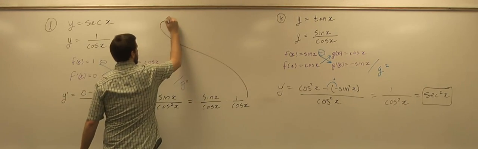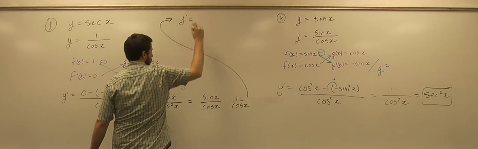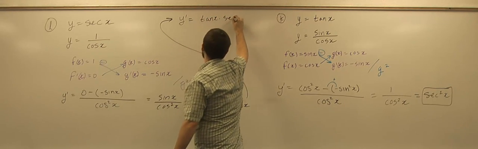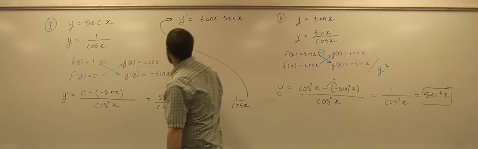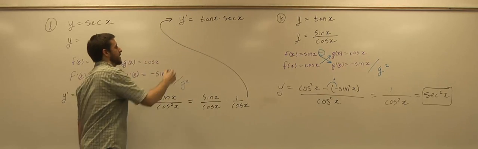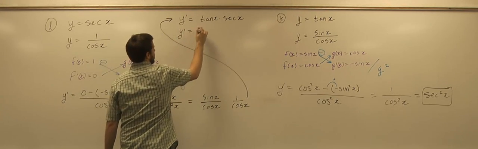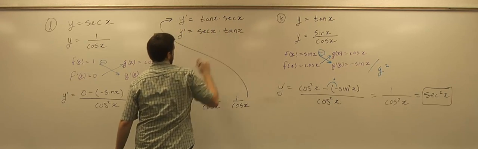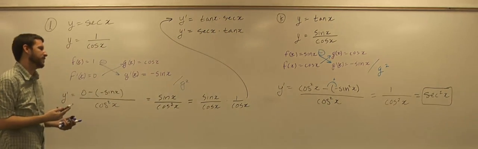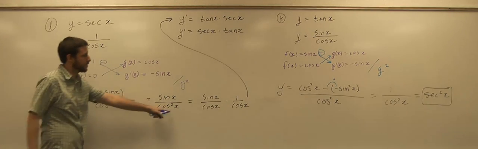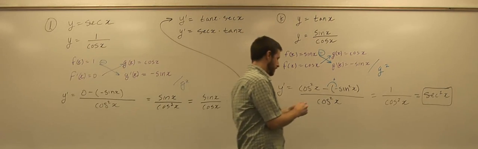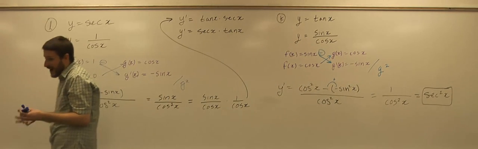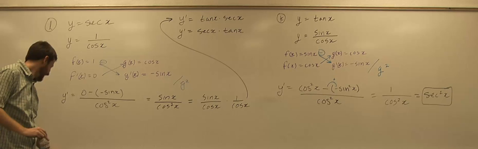They come up with y prime equals tan x times, or secant x times tan. Usually that's the way it's written in books. Secant tan. Any of these are equivalent. It's definitely sine secant squared. I don't know why not.